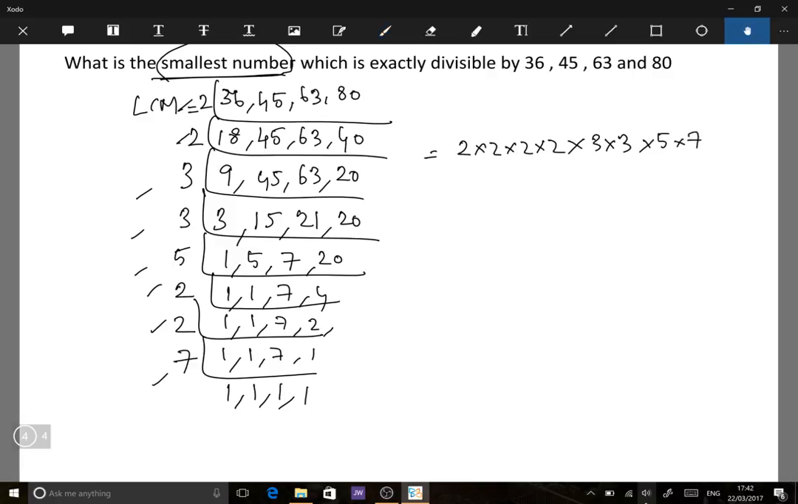I have to multiply: 2 2s are 4, 4 2s are 8, 8 2s are 16, into 3 into 3 is 9, so 16 into 9 is 144. 144 into 5 is nothing but 720. 720 into 7 is nothing but 5040. So the answer is 5040. Okay, so you're able to follow.